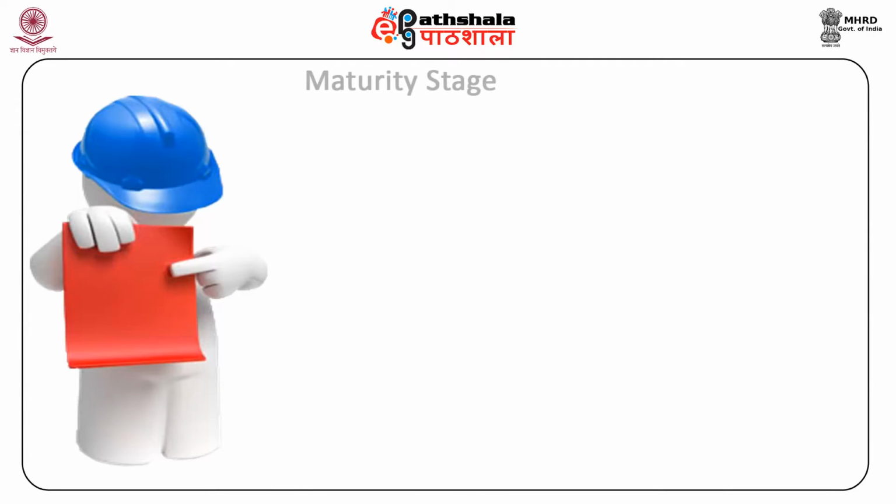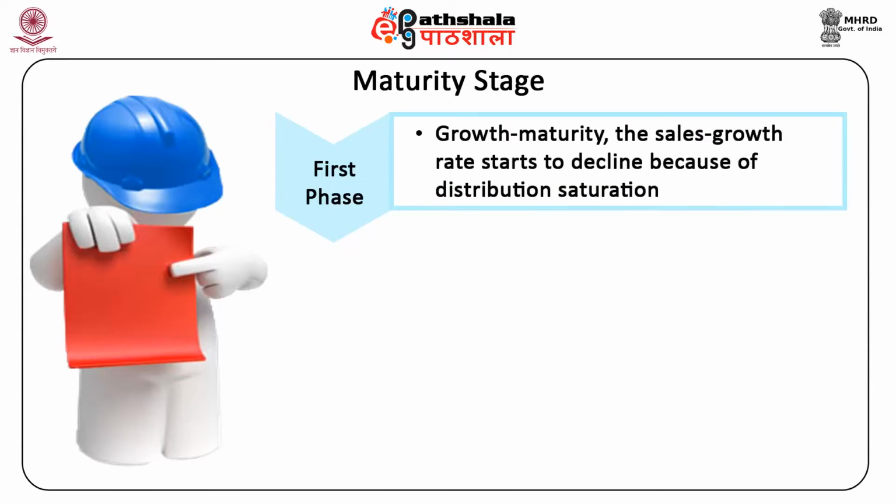At the maturity stage, the rate of sales growth slows down and the product enters a stage of relative maturity. This stage poses formidable challenges to marketing management. The maturity stage can be divided into three phases. In the first phase, growth maturity, the sales growth rate starts to decline because of the distribution saturation.